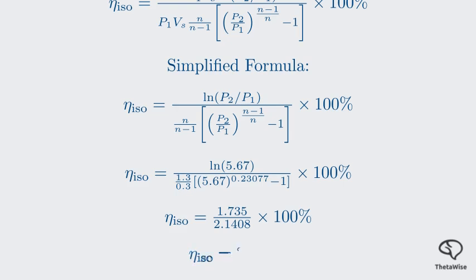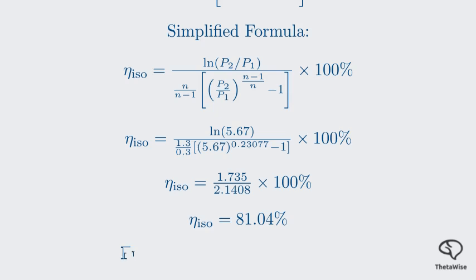The memo gives 81.31%. This discrepancy is due to the memo's use of a rounded value for the polytropic work term. Based on our more precise calculations, 81.04% is the correct answer. So, rounding to 2 decimal places, the isothermal efficiency of the compressor, neglecting clearance, is 81.04%. This means the compressor is operating at 81.04% of its theoretical maximum efficiency.